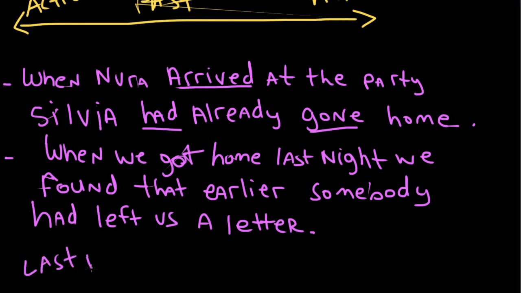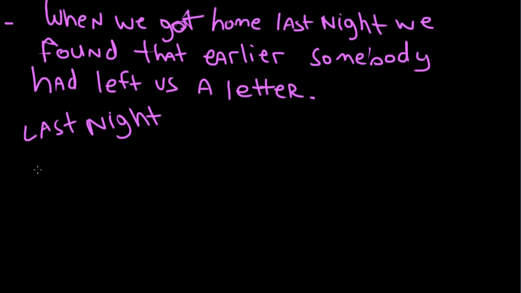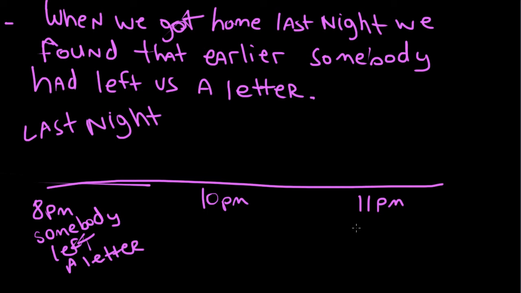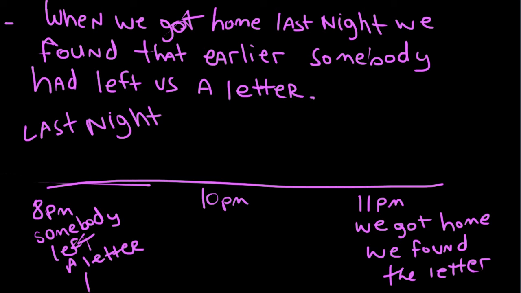So if we have last night, at 8 p.m. somebody left a letter. Then some time passed, 10 p.m. Then at 11 p.m. we got home and we found the letter. So the first action that happened in the past was that at 8 p.m. someone came to our house and left us a letter. Then the second action that happened was we came home and we found the letter.